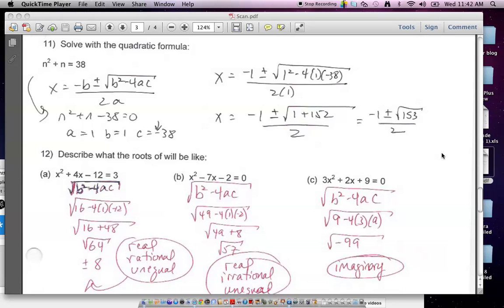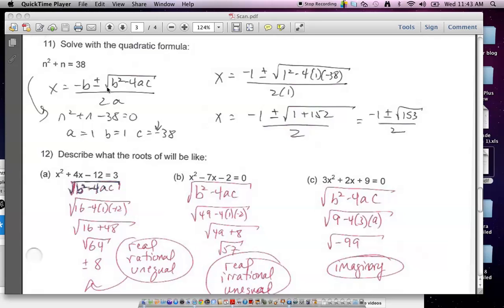Notice, the first step you have to do, I kind of skipped over it, so then I drew a little arrow back to it, is you have to subtract 38 from both sides. You have to get it so it says ax squared plus bx plus c equals 0. That way I know what my a, b's, and c's are for the quadratic formula.